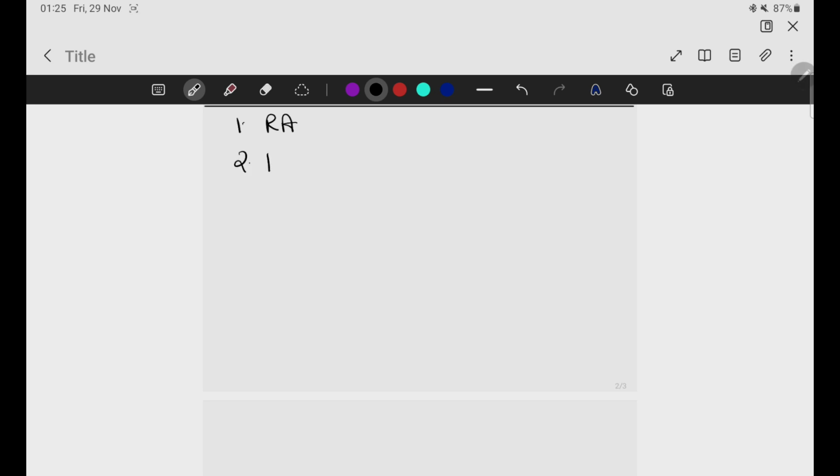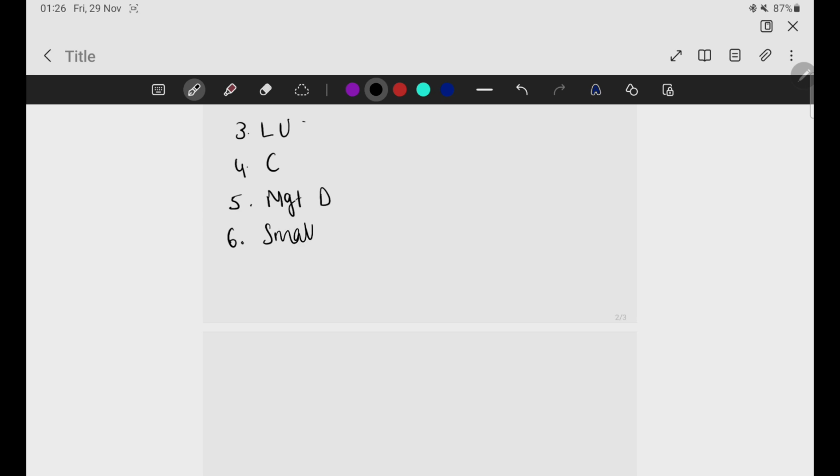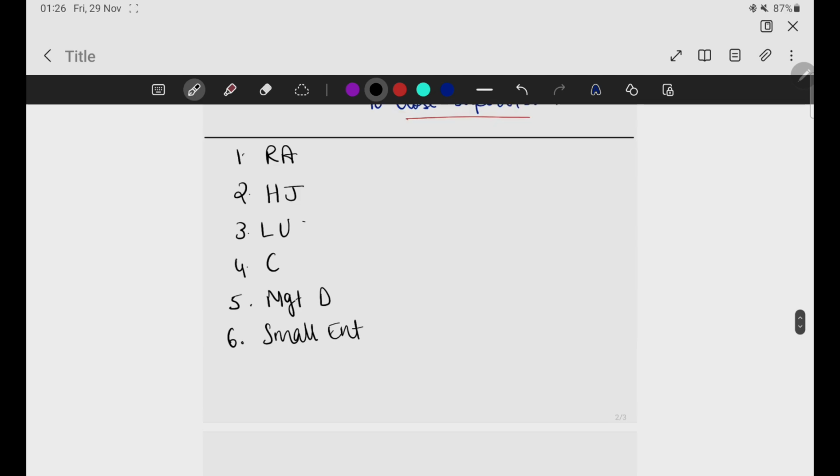The second point was human judgments are involved. Third point is that there could be lack of understanding, right? Fourth point is that there may be collusion among people. Fifth point, controls may include management decisions. And sixth point, last point, was about the smaller entities. Okay, let's just revise the headings once more.